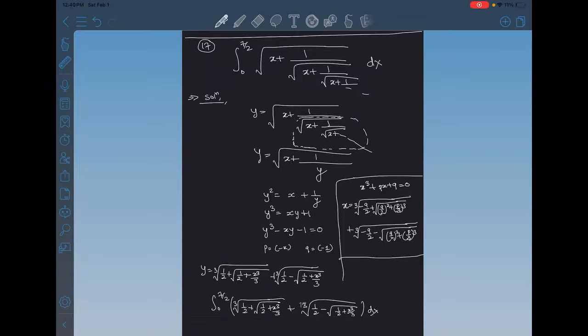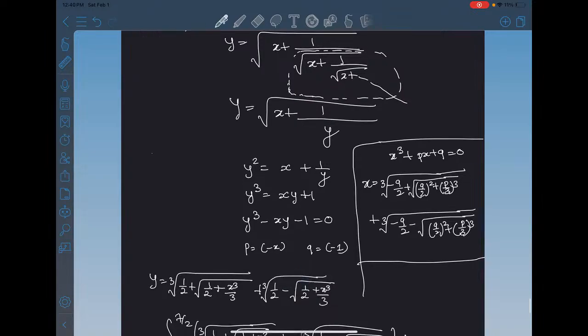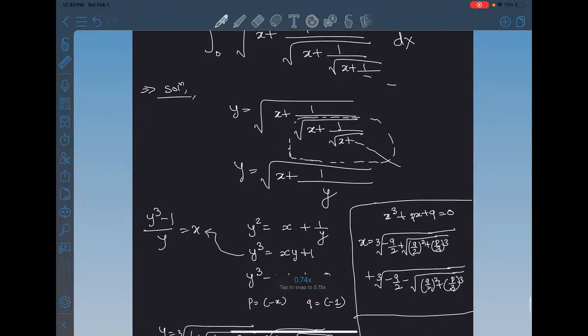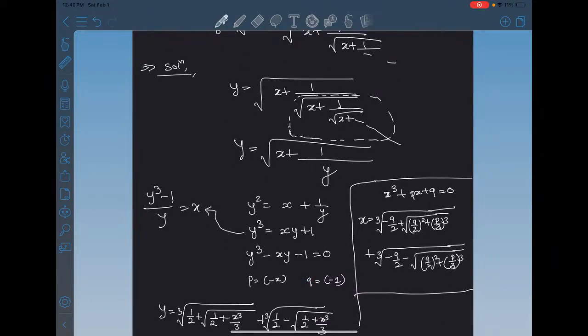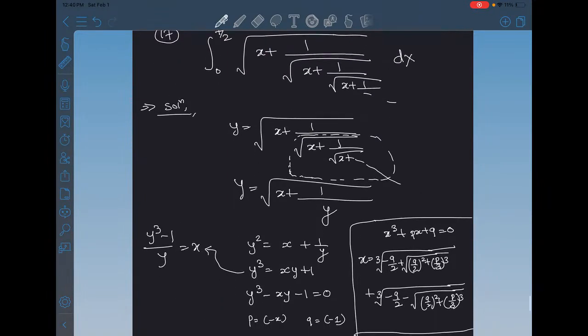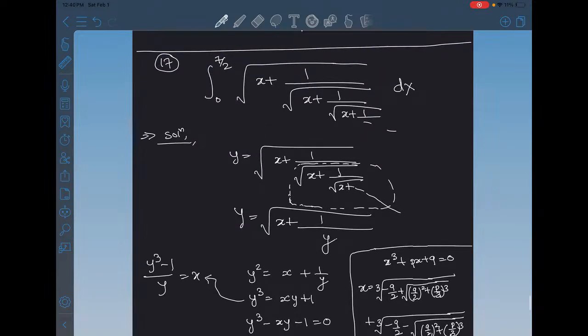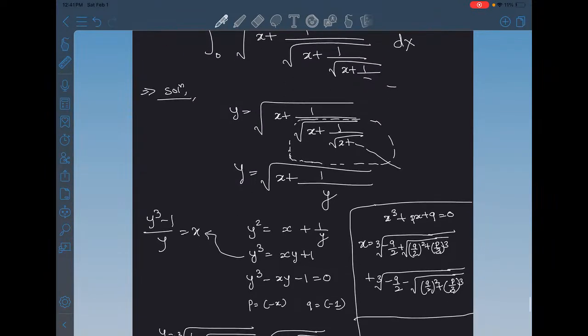Oh, I see what you mean. But expressing x in terms of y, how will that be helpful to us? You mean that y cube minus 1 by y is x, right? From here. But how is it helpful? Oh, I think there's some way. I think this should be helpful to us.